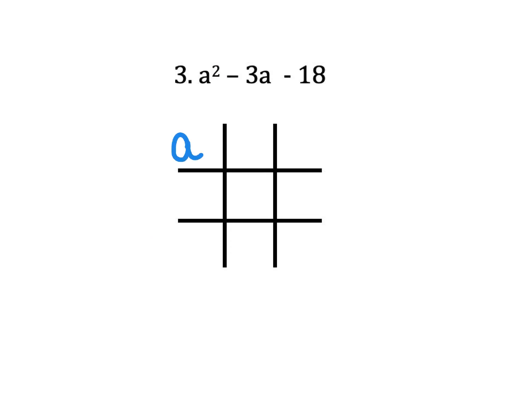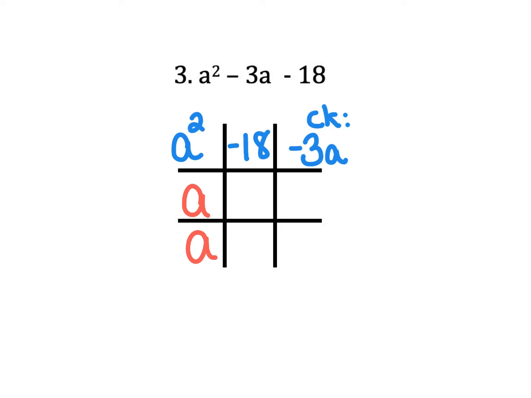Okay, set up your board. A squared, last term, and your middle term is your checking term, the only place you check. We need factors of a squared. Well, that's going to be a times a. Factors of negative 18. Well, since it's negative, the only way I'm going to get a negative is if I multiply a positive times a negative together. So I'm going to try 1 and 18, 2 and 9, 3 and 6.